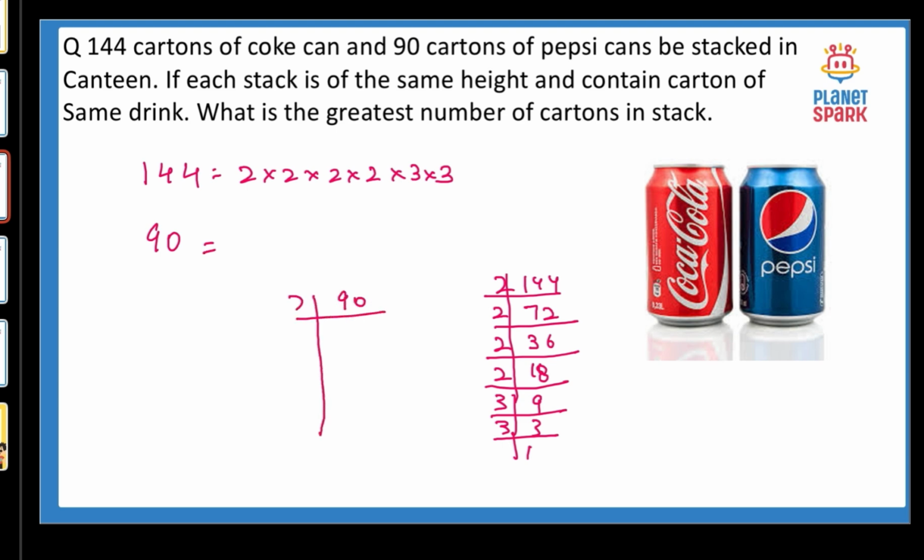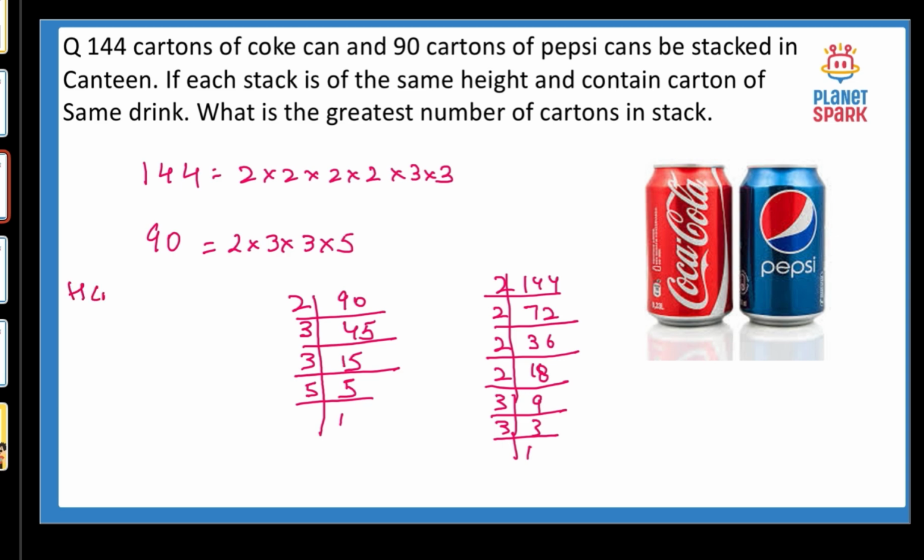90 is divisible by 2, so 90 divided by 2 gives 45. Now 45 is not divisible by 2, but it is divisible by 3. We get 15. 15 is again divisible by 3, and we get 5, and 5 is divisible by 5. So 90 is equal to 2 into 3 into 3 into 5.